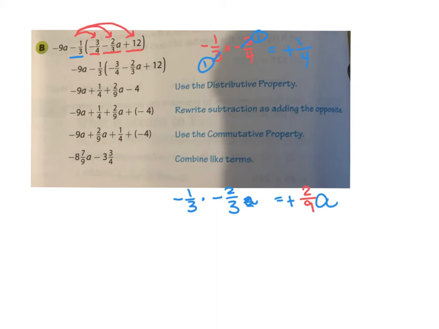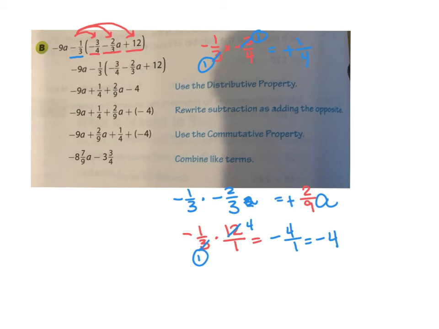Then we're going to multiply the -1/3 times 12. That is a -1/3 times a positive 12. Let's make it 12 over 1. Cross reduce. 3 goes into 3 once. 3 goes into 12 4 times. It's a negative times a positive, so it'll be a negative. 1 times 4 is 4. 1 times 1 is 1. That is the same as negative 4, and that's what they got right there.